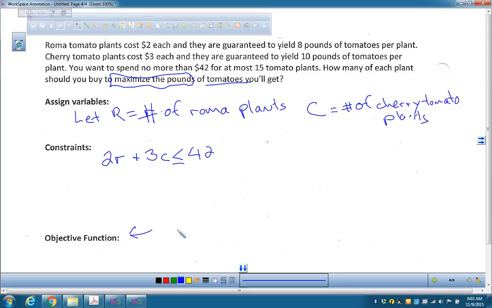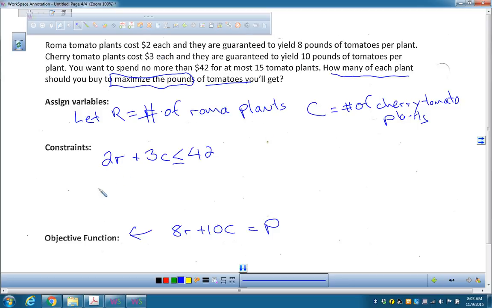8R plus 10C. 8R plus 10C is equal to, we'll call it pounds. Do you guys understand that? Okay? Because you have to really look at what you're trying to maximize. How many of each type of plant should you buy to maximize the pounds of tomatoes you'll get? Okay? And so 10 pounds per cherry tomato plant, right? And 8 pounds per Roma tomato plant.